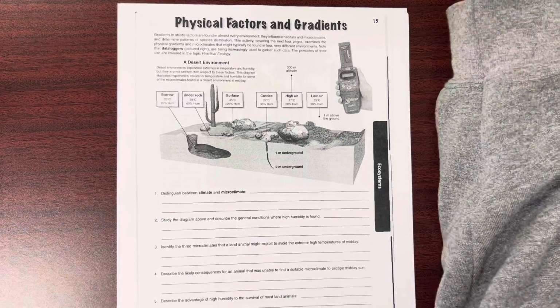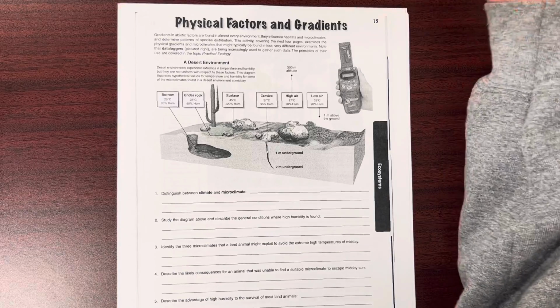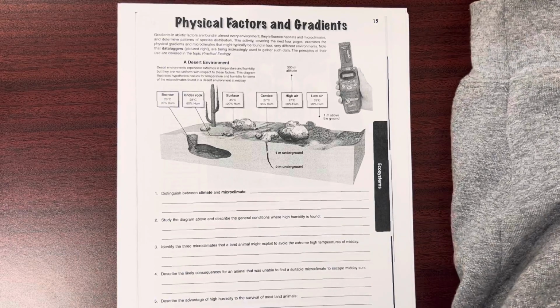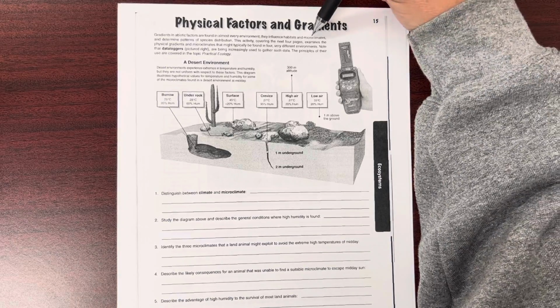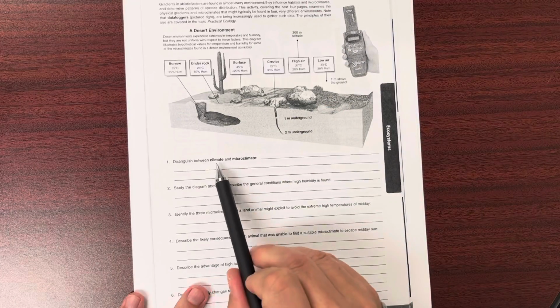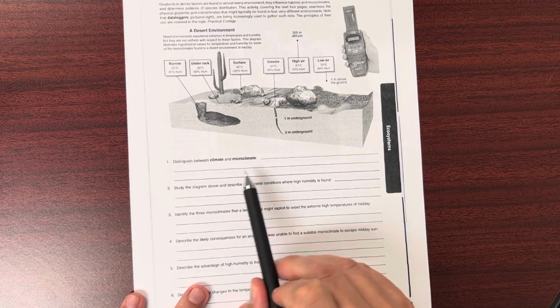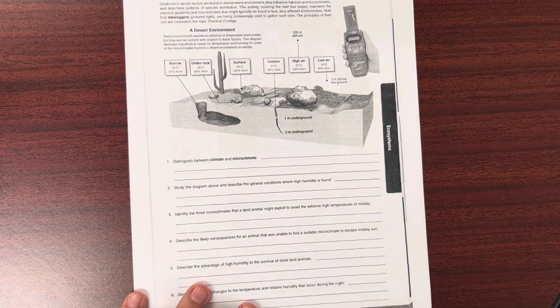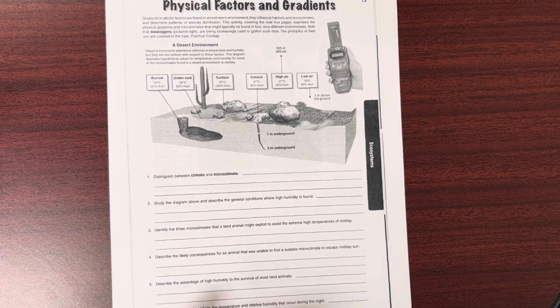So we think of a climate for a whole region, like a big desert or the rainforest. But what they're going to get into here are something called microclimates. And you can look up the difference between a climate and a microclimate. You can just find that online. But basically, think of the underside of a rock. That's going to be a microclimate.